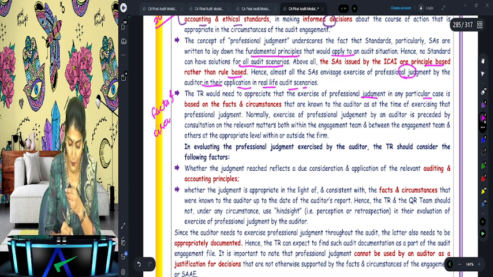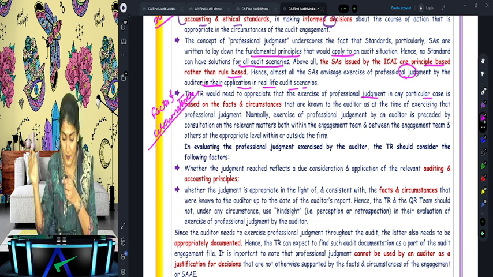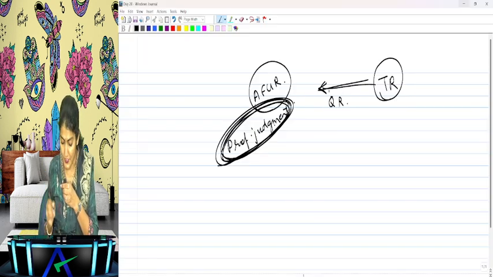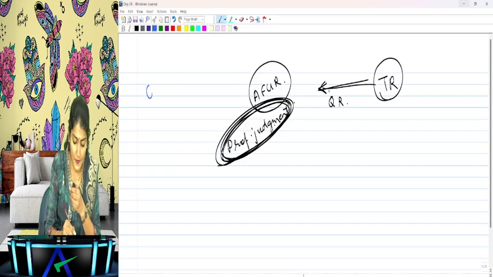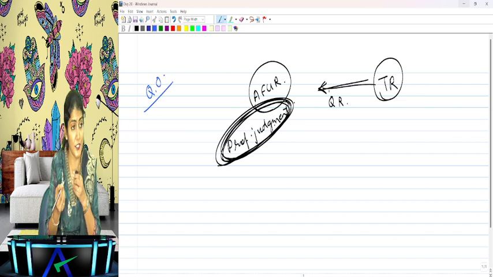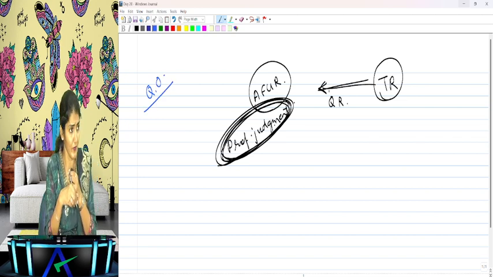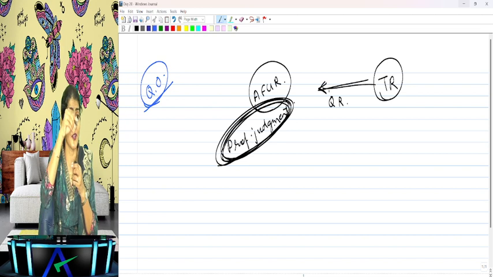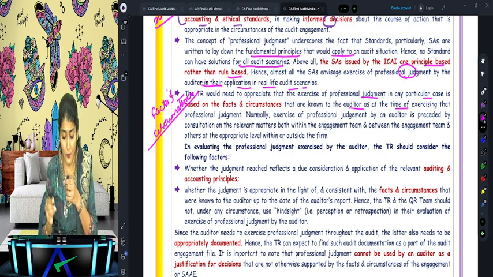So even if you're taking your professional judgment, on what basis should it be made? It should be made on the basis of the facts and circumstances that are known to the auditor at the time of exercising that professional judgment. A simple example: is issuing a qualified opinion a professional judgment of the auditor? Yeah, it's a decision which is taken by the auditor. So on what basis should the auditor take this decision? On the basis of the facts and circumstances that are known to the auditor.